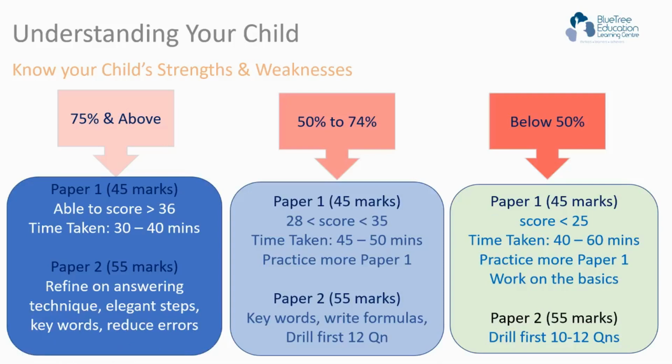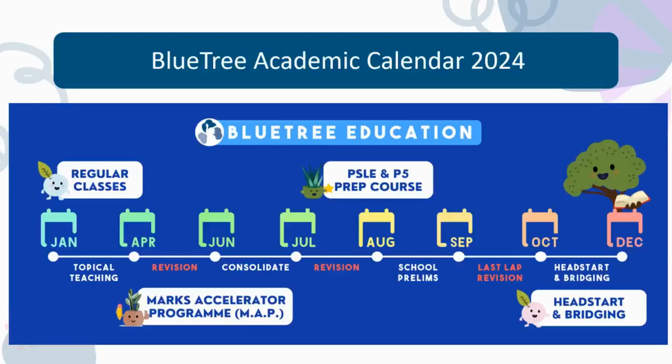So below 50%, drill a lot more paper 1. Work on the basics and be able to attain a good score of like 35, 38, as much as you can. Score as much as you can on paper 1, and for paper 2, try to drill the first 10 questions and then once you're ready, do 2 questions more and then 2 questions more. So the BlueTree academic calendar will prepare every child with BlueTree, with a year of a program that allows them to have enough preparation throughout.